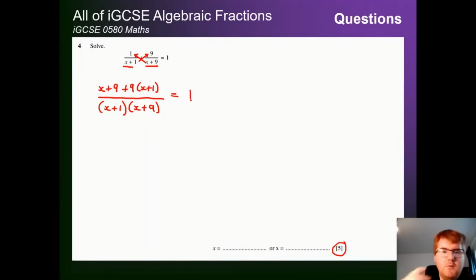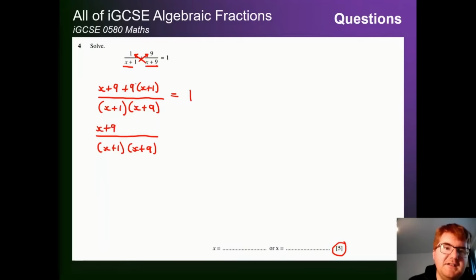Let's tidy up that numerator. So if we look at the numerator here, we still got the x plus 9. Let me pop in the bottom bit here. So we have x plus 9, and then we have 9 times x is 9x. 9 times 1, that's equal to 9, and this is equal to 1. So we've kind of done the method in question 2. That's about 2 or 3 marks worth. Now we actually have to solve this thing.